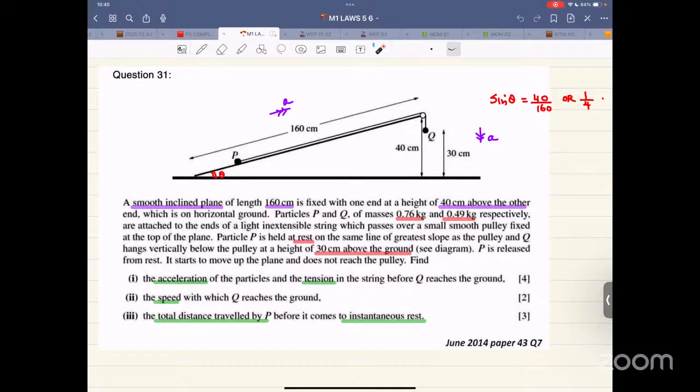Is it a smooth plane? Yes, it says in the beginning a smooth inclined plane. Find the acceleration of the particle and the tension in the string before Q reaches the ground, the speed with which Q reaches the ground, and the total distance traveled by P before it comes to instantaneous rest.